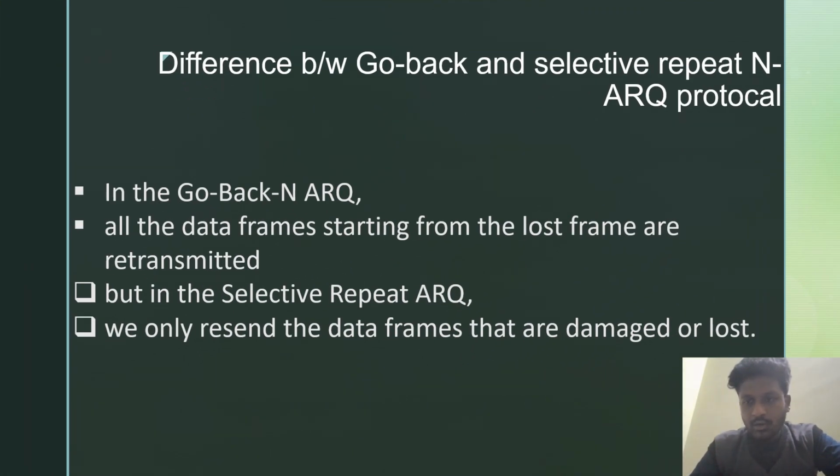Difference between Go Back N and selective repeat protocol. In Go Back N ARQ protocol, if any error occurs in the frame, it retransmits the data from the beginning. But in selective repeat ARQ protocol, we only resend the data frames that are damaged or lost.